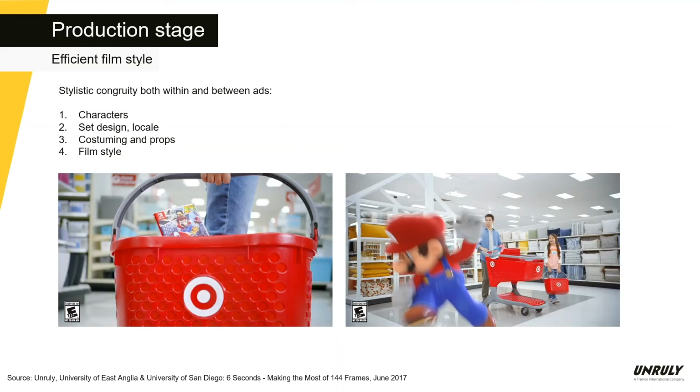One final point on production. It is advisable to maintain stylistic congruity both within the ad itself and between ads when you're creating multiple videos. Repeatedly using the same characters, set design, costuming, props, and film style makes your ad promptly recognisable, which is critical when you only have 6 seconds.